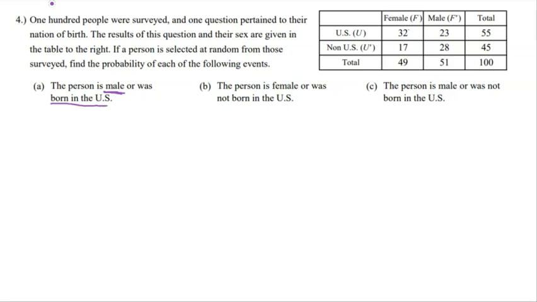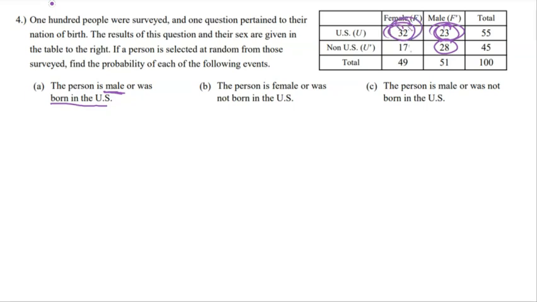And so here's what we're looking for. We want all of the males, and this category is male, and this category is male. And then we want all of the people born in the US. Well, this one was born in the US, and this one was born in the US. So look, we actually want 3 of the categories. We don't want this category at all. Why? Because this category is neither male nor born in the US.